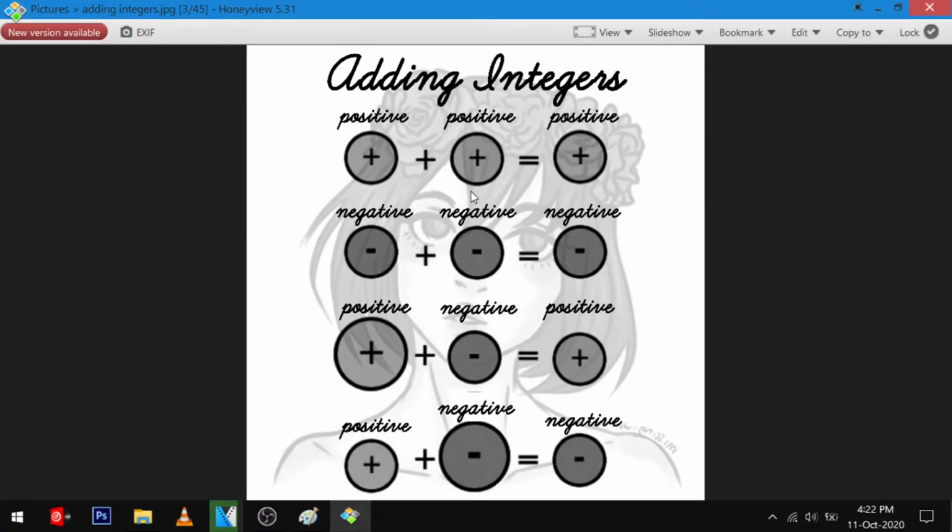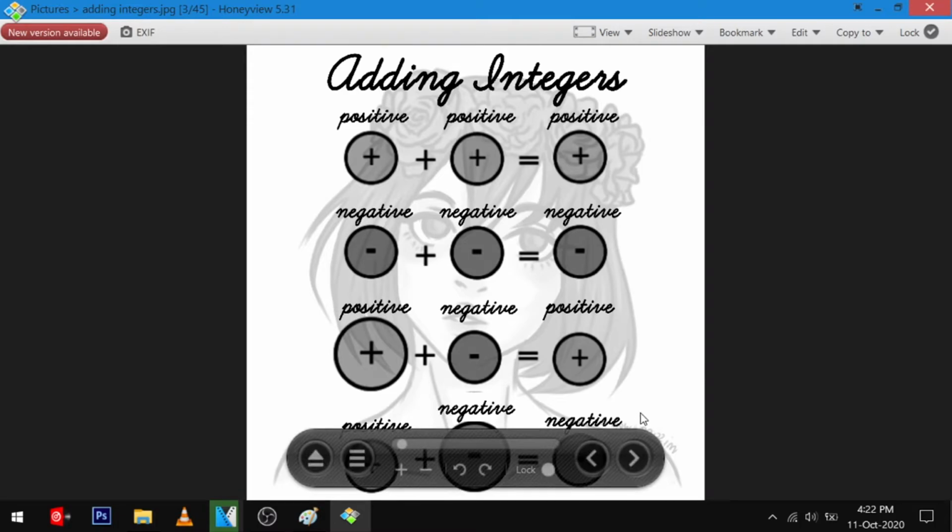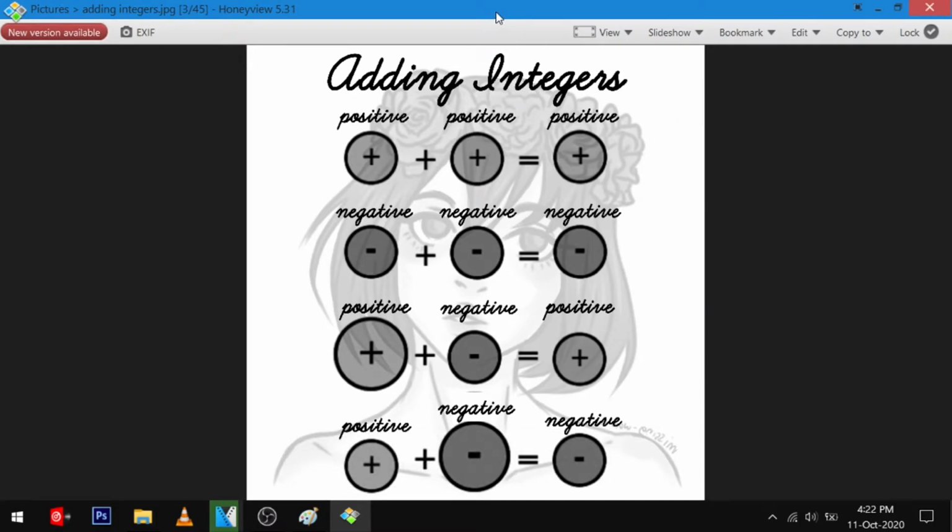You have adding integers, and this is the basic idea of it. If you add a positive number plus a positive number, you get a positive answer. A negative number plus a negative number, you get a negative answer. You add a big positive number plus a small negative number, your answer is positive. You add a small positive plus a big negative number, you get a negative. So what I'm going to do is an example of each rule.